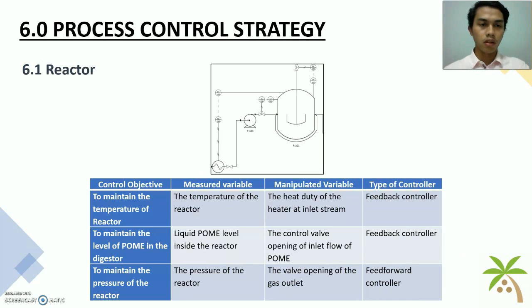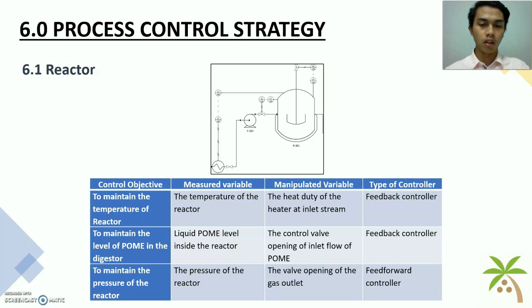The first equipment is the reactor, which is one of the major equipment. There are 3 control objectives for this equipment. Note that the measured variable that we use is based on our control objective. For example, our first control objective is to maintain the temperature of the reactor, and the measured variable that we use is the temperature of the reactor itself. So this is applied to all control objectives for all equipment.